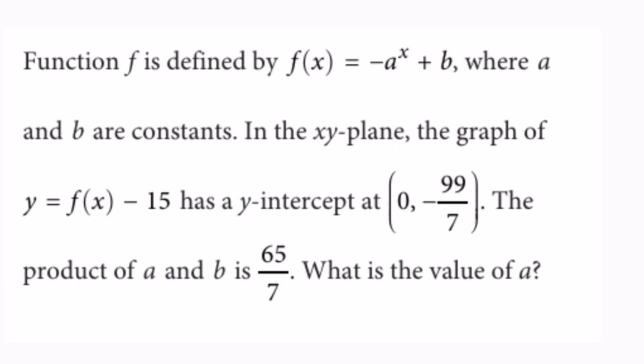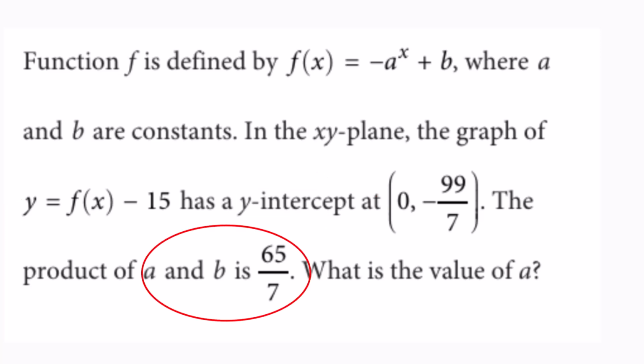A function f is defined by f of x equals negative a to the x plus b, where a and b are constants. In the xy-plane, the graph of y equals f of x minus 15 has a y-intercept at (0, -99/7). The product of a and b is 65/7. What is the value of a?